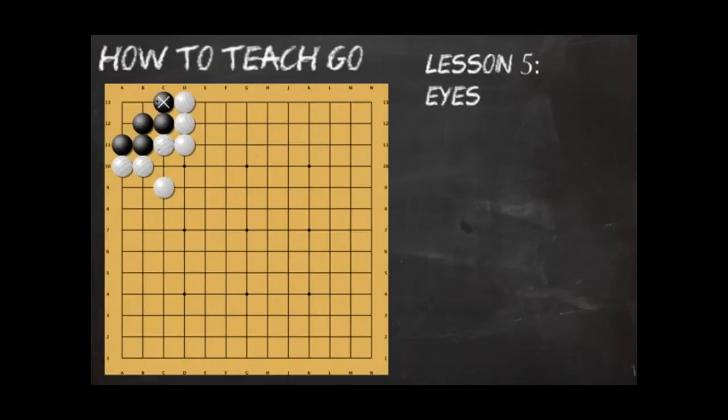You can do this for a bent 3. You can say this is the bent 3 shape, and probably the very first time you'll stop here. You'll show the 3 in a row shape and the bent 3 in the corner, and you'll say you want to recognize these shapes as soon as possible. When you see yourself getting surrounded, you want to look for those shapes and try to make 2 eyes. So if you're getting surrounded, try and look for 2 eyes.